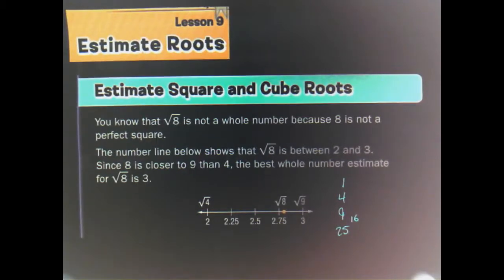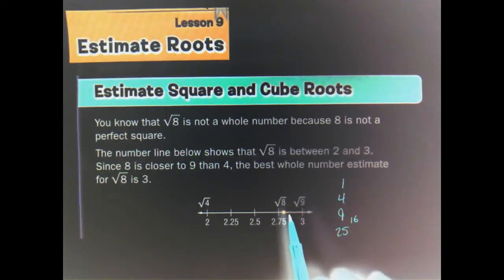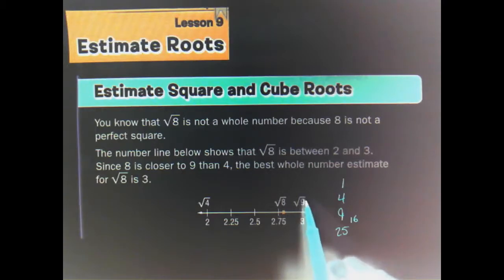The number line below shows that the square root of 8 is between 2 and 3 since 8 is closer to 9 than 4. So the best whole number estimate of the square root of 8 is 3. When we're talking about this, we are comparing our radicands, or the number underneath the radical sign. Since 8 is closer to the closest perfect square, which would be 9, we know that it has to be about 3.